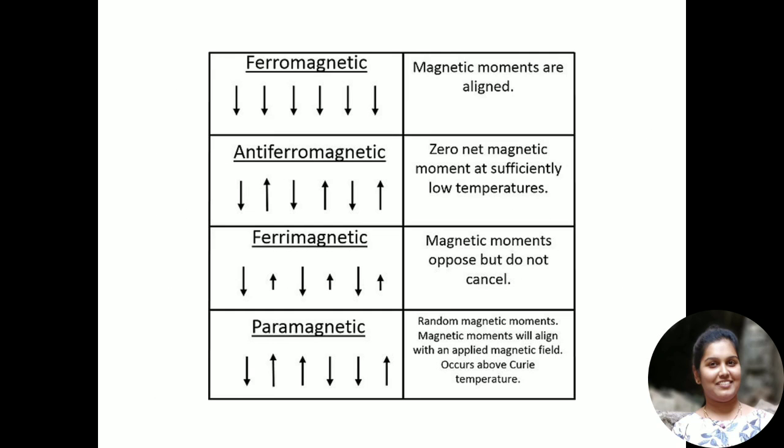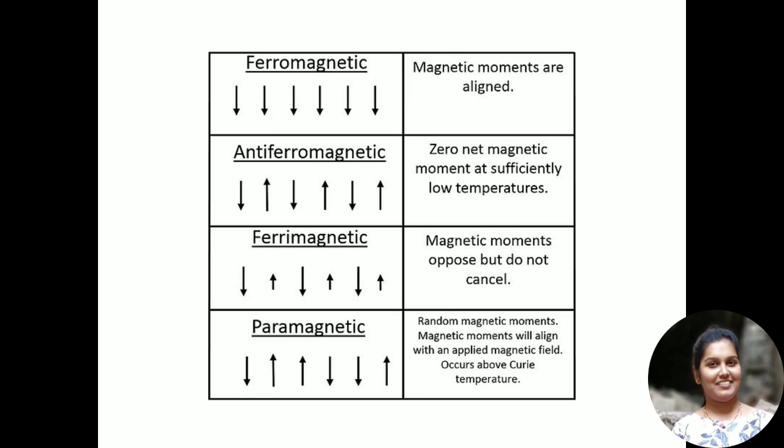So this is a simple table which describes the four main types of magnetism, in which the alignments of magnets are made. Here in the first column we can see a ferromagnetic material, where the magnetic moments are aligned in the same direction, either upward or downward. The alignment of all the electron spin movements will be in the same direction. That kind of magnetism is called ferromagnetism.